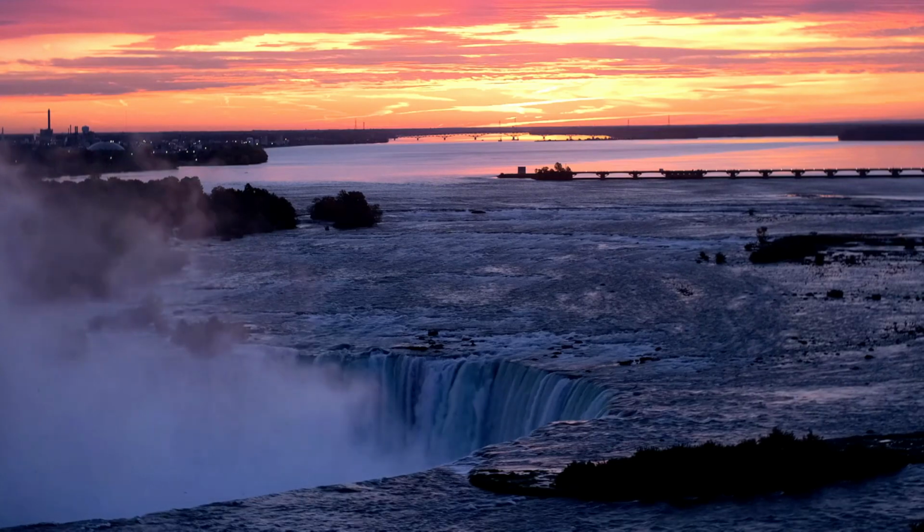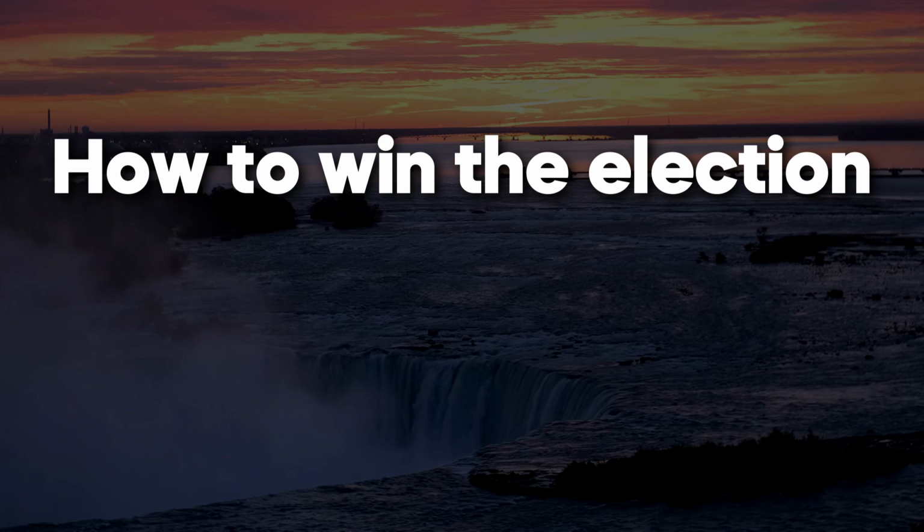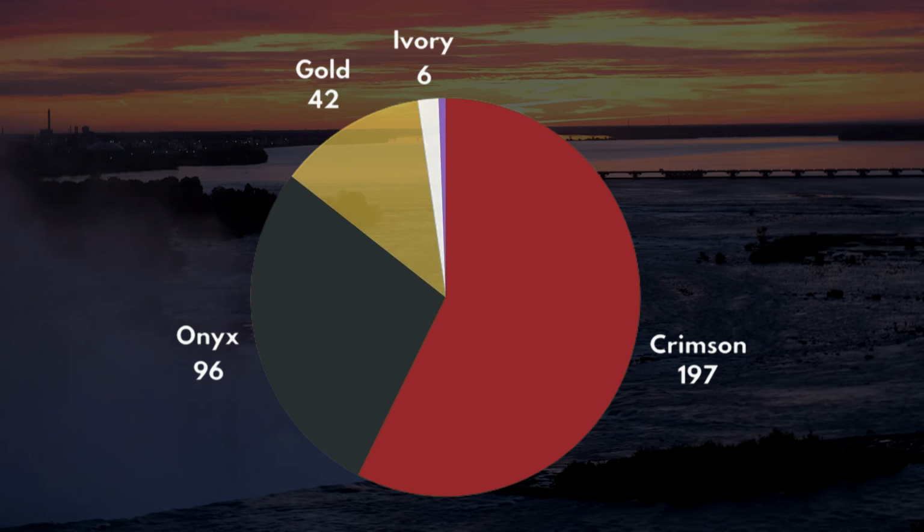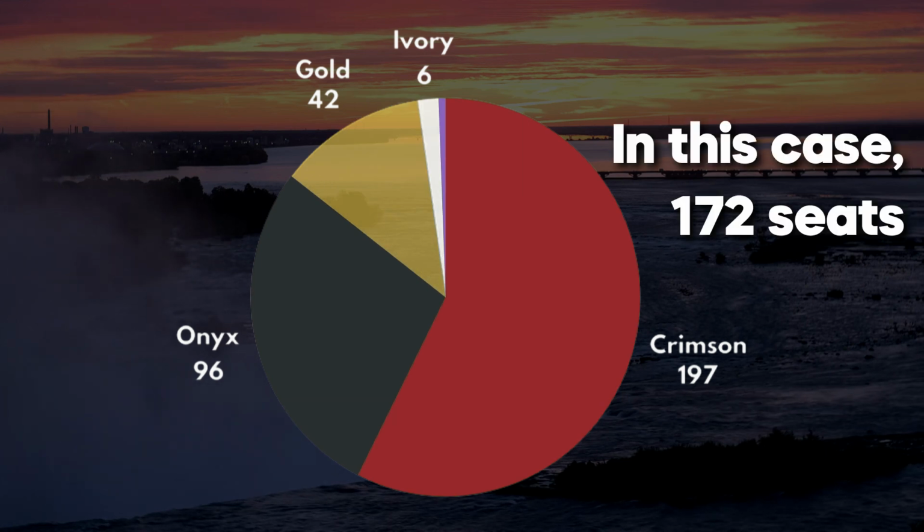In order for a party to win an election and form the government, they simply need to win the most seats in the House of Commons, and in order to win a majority, they simply need to win more than half of the seats. Otherwise, their government will be considered a minority government.